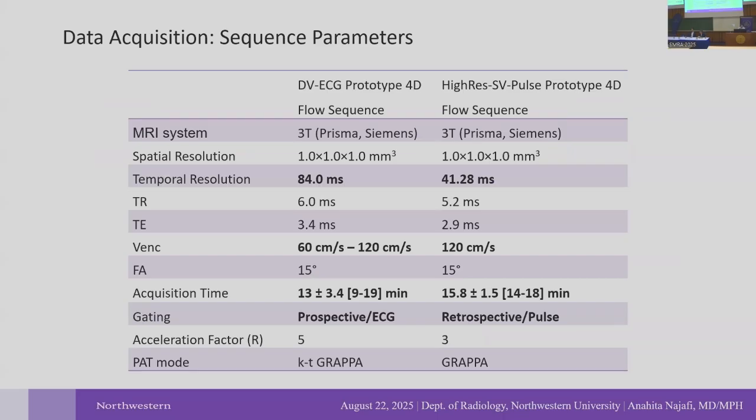Here is a summary of the sequence parameters. They were both acquired at 3 Tesla with 1 millimeter isotropic spatial resolution. You can see the difference in temporal resolution, and the VENCs were set at 60 and 120 for the dual VENC and 120 for the single VENC. Acquisition time was comparable between the two sequences, and they used different acceleration methods and factors.